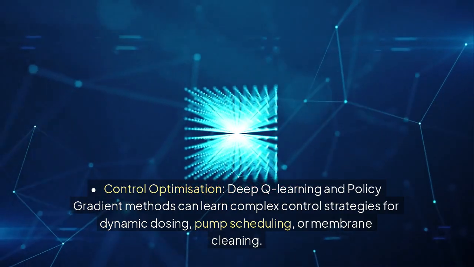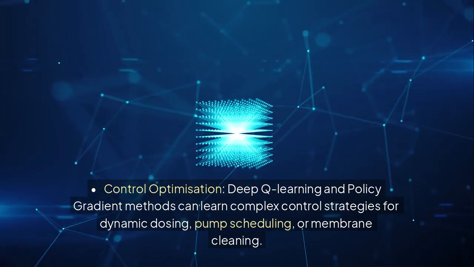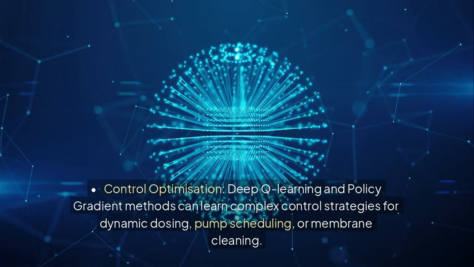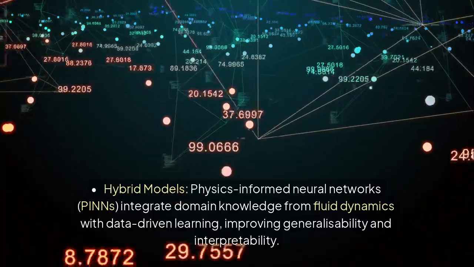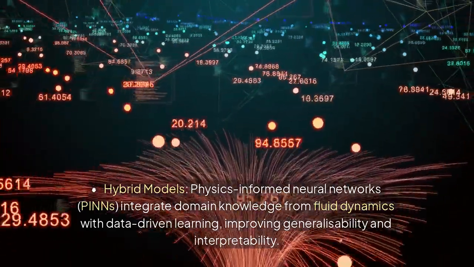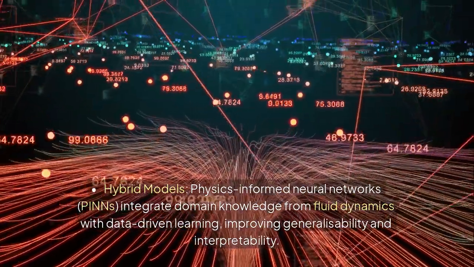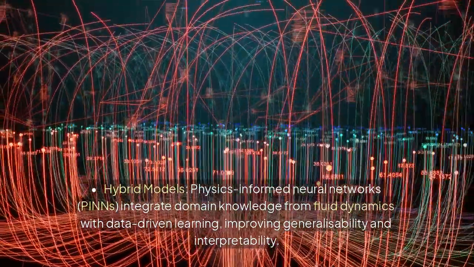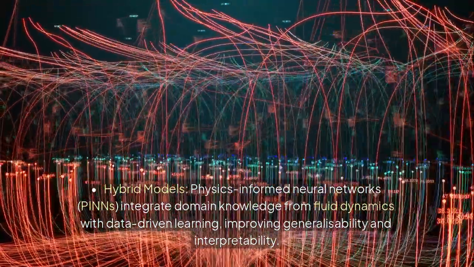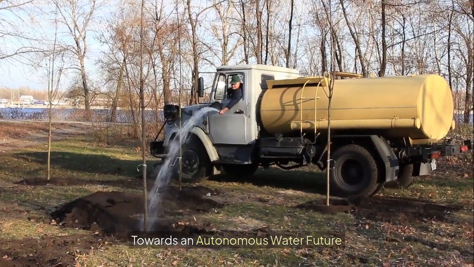Control optimization. Deep Q learning and policy gradient methods can learn complex control strategies for dynamic dosing, pump scheduling, or membrane cleaning. Hybrid models, physics-informed neural networks, PINNs, integrate domain knowledge from fluid dynamics with data-driven learning, improving generalizability and interpretability. Towards an autonomous water future.